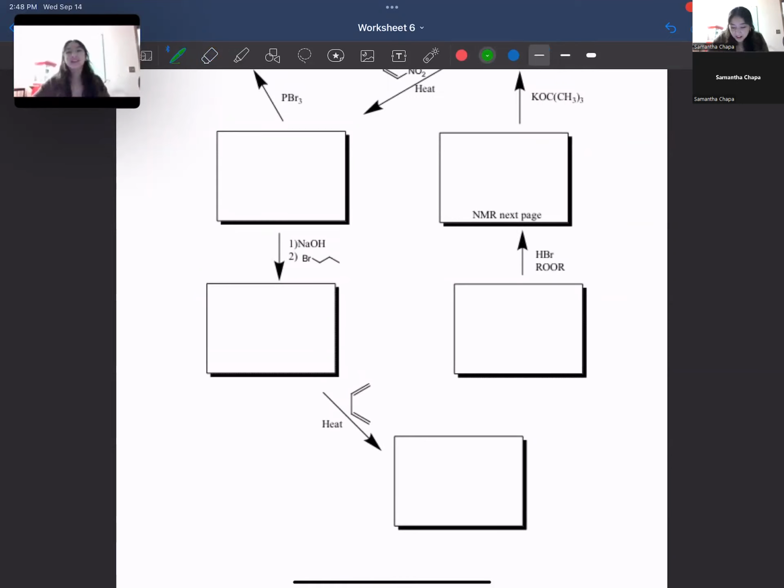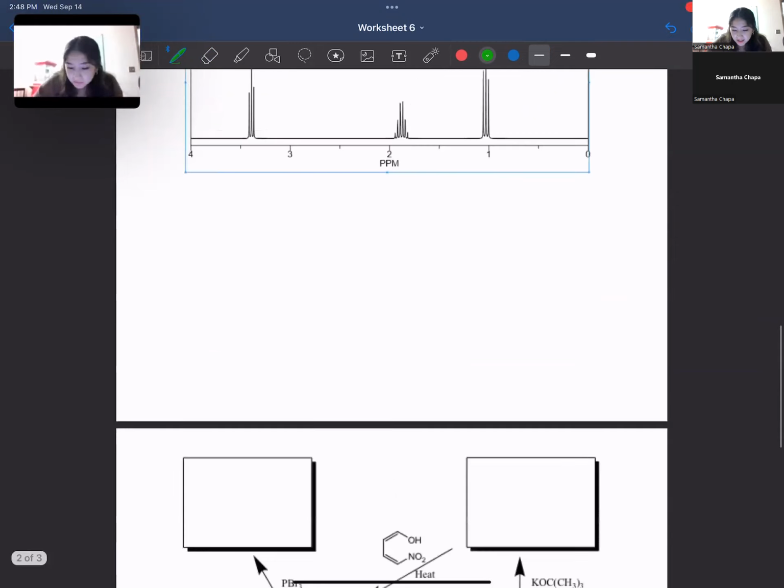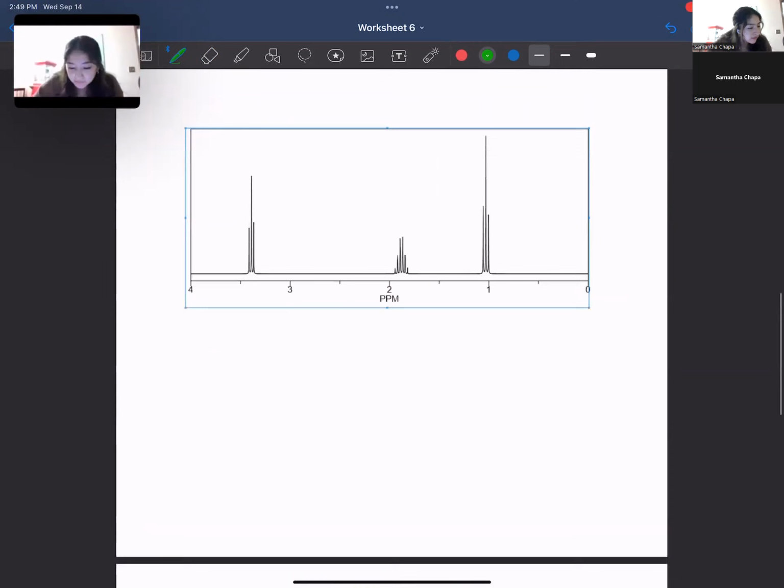Okay, so I'm gonna start with the NMR for worksheet number 6 because we didn't get to finish that one. I didn't give you the formula and I didn't give you the splitting patterns or the integration just because I forgot to. So I'll give that to you right now.